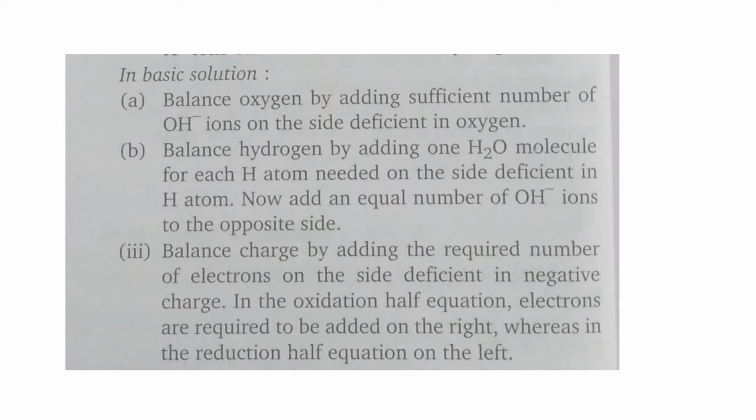Number 3. Balance charge by adding required number of electrons. This is new thing. Balance charge by adding the required number of electrons on the side deficient in negative charge. In the oxidation half equation, electrons are required to be added on the right side, whereas in the reduction half on the left. That you will understand when you balance the charge. Then only will you understand which side you have to add electron. Am I clear?